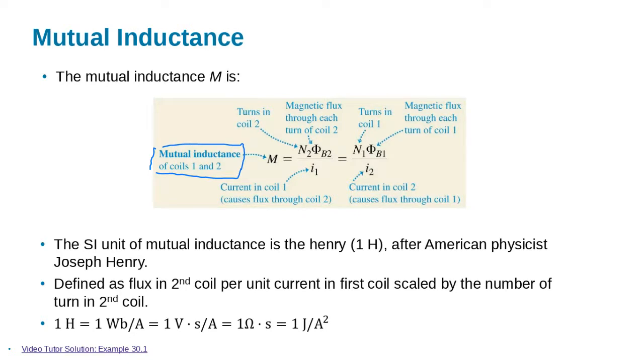So the units are the Henry, and as you can tell from the equation we just looked at for mutual inductance, we've got the number of turns, which has no units, and flux, which is in Webers, divided by current in amps. So 1 Henry is 1 Weber per amp. You can also express this in quite a lot of other SI units: it's 1 volt second per amp, which means it's also 1 ohm second, or 1 joule per amp squared.